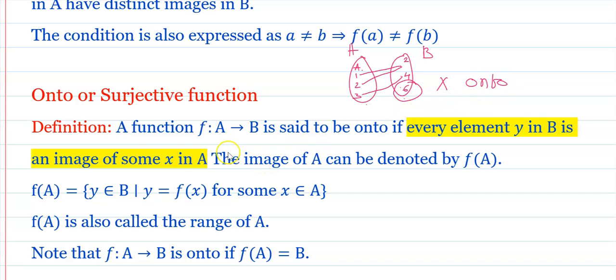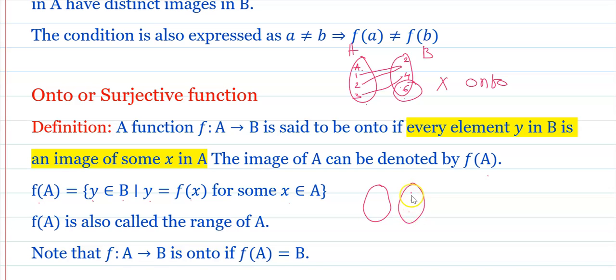Therefore we say that a function f defined from A to B is said to be onto if every element y in B is an image of some x in A. The image of A can be denoted by f(A). f(A) is equal to, in curly brackets, y belongs to B such that y equals f(x) for some x in A. That means all the elements of B must be images of elements of A.